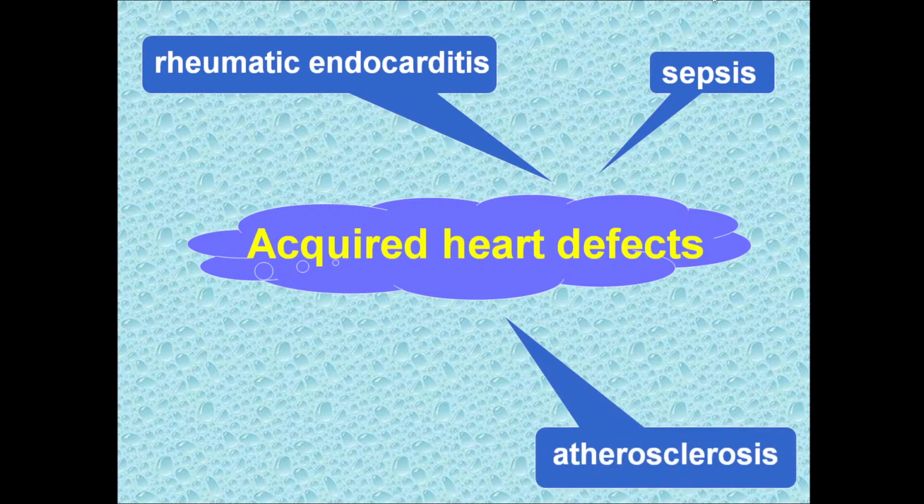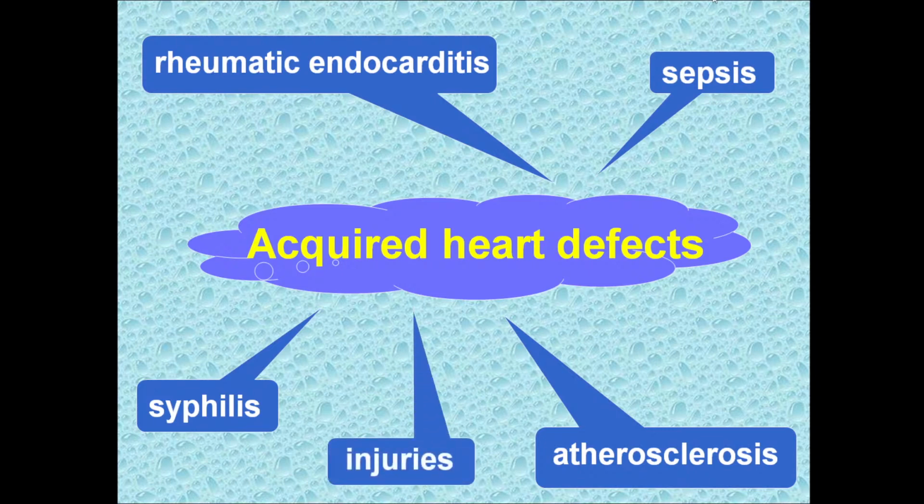Atherosclerosis often provokes aortic heart defects, and first of all aortic stenosis, due to formation of atherosclerotic plaques near the aortic orifice. And we must remember about syphilis, which is complicated by formation of aortic heart defects as well. In rare cases, acquired heart defects are formed after injuries, in other words, after trauma of the heart.